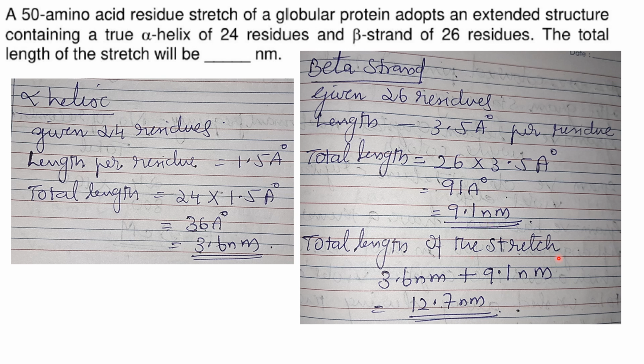So total length of the whole stretch is alpha helix plus beta strand. So 3.6 nanometer plus 9.1 nanometer will give you 12.7 nanometers.